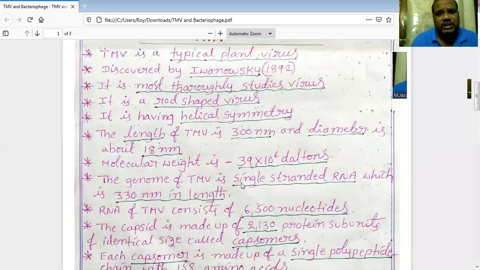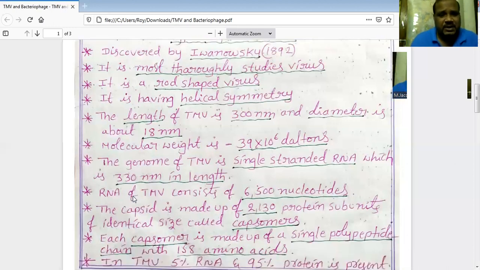The genome of TMV is single-stranded RNA, which is 330 nanometers in length. Here, a very important point is, in tobacco mosaic virus, single-stranded RNA is the genetic material. This RNA consists of 6,500 nucleotides. The capsid is made up of 2,130 protein subunits of identical size. They are called capsomeres.